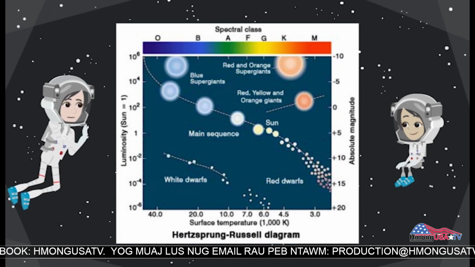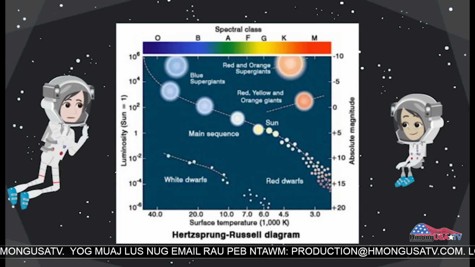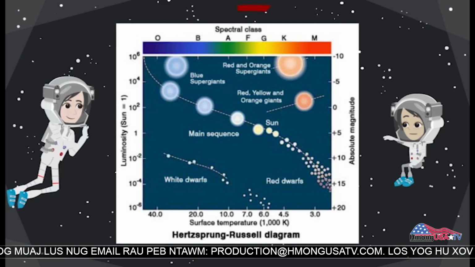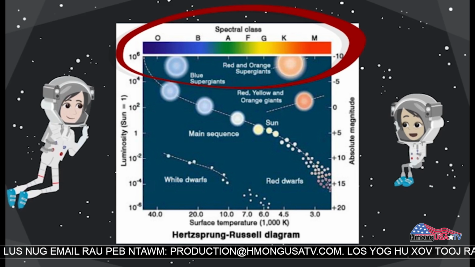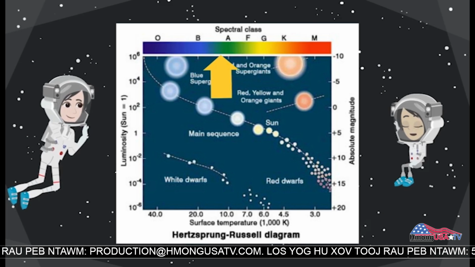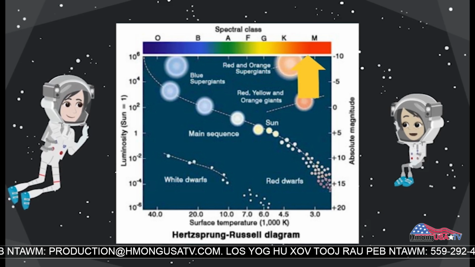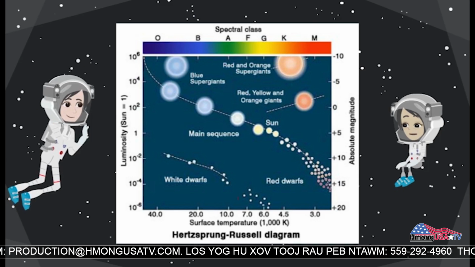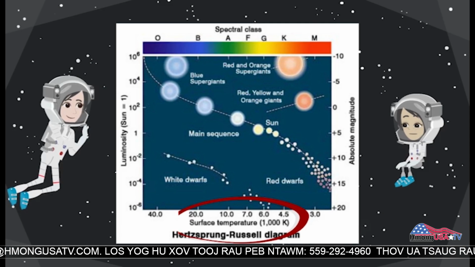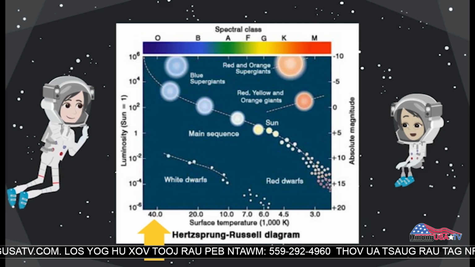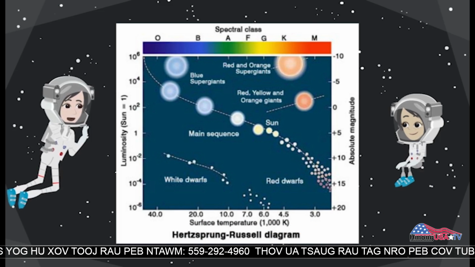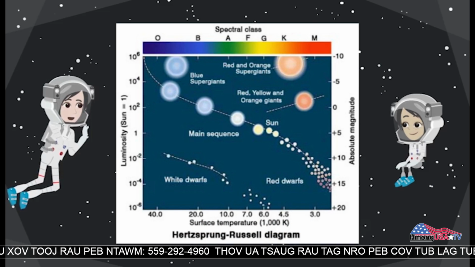Take a look at this graph, the Hertzsprung-Russell diagram. It may look complicated, but let us break it down into simpler terms. If you look up here, the color of the stars is shown at the top of the graph. On the left are blue stars, and on the right are red stars. If you look down here, the temperature of the stars is labeled on the bottom of the graph. It looks like as you go right, the temperature of the stars become colder. Correct. That means red stars are the coldest and blue stars are the hottest.